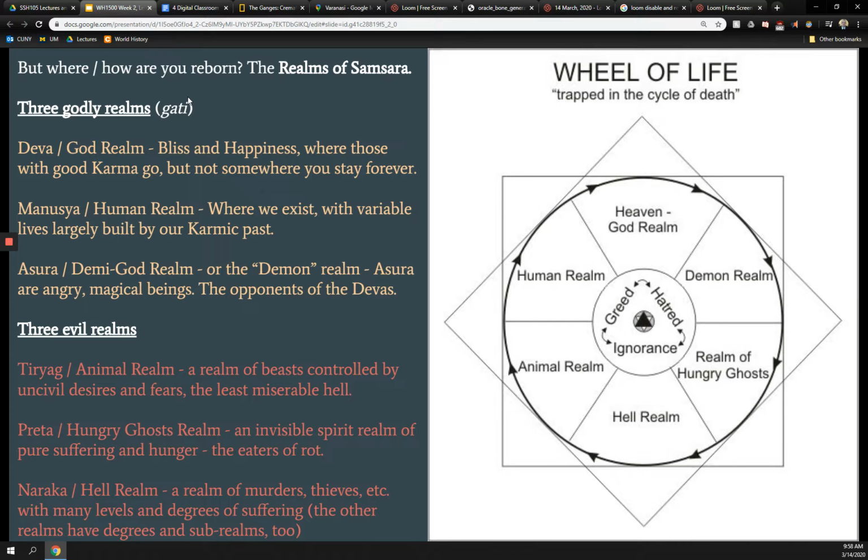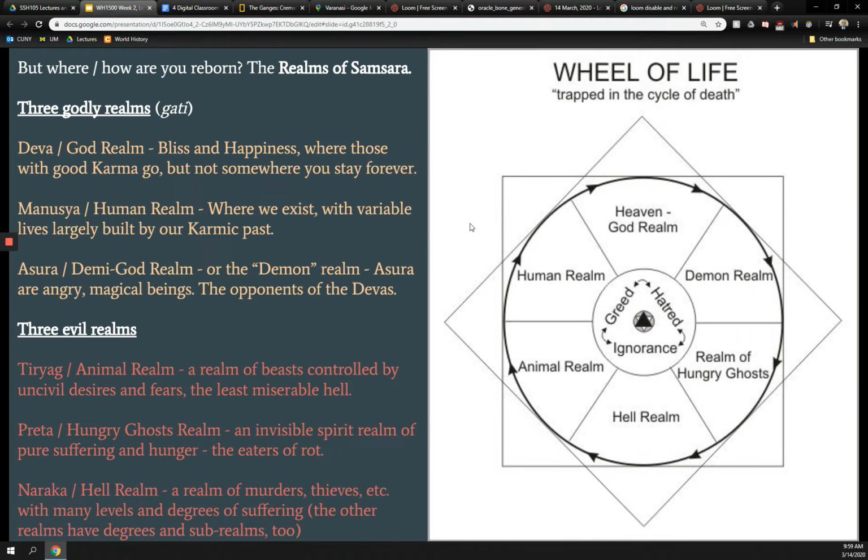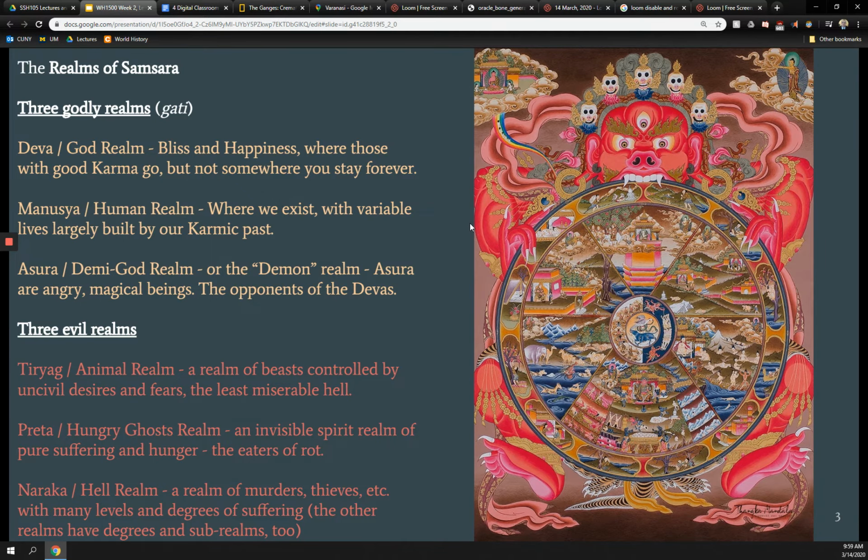But both Hinduism and Buddhism have this kind of belief in a wheel of life and death. And as it says here, you can be trapped in this cycle of death. So within this wheel of life, there are 6 realms, 3 godly realms and 3 evil or unholy realms. And I just wanted to talk about them for a minute. This graphic here is quite useful in looking at them, but it's also a very popular motif in Hindu and Buddhist art to see these realms depicted very artistically in wall hangings and other things like that.